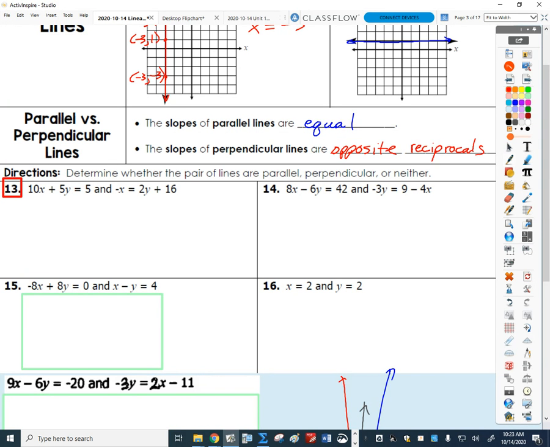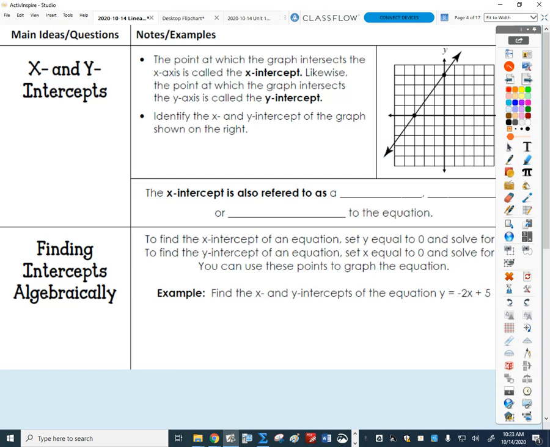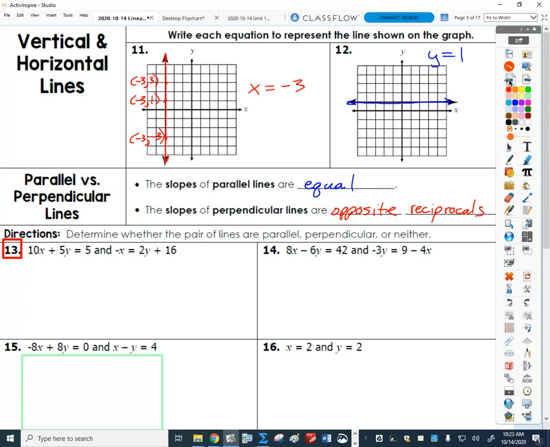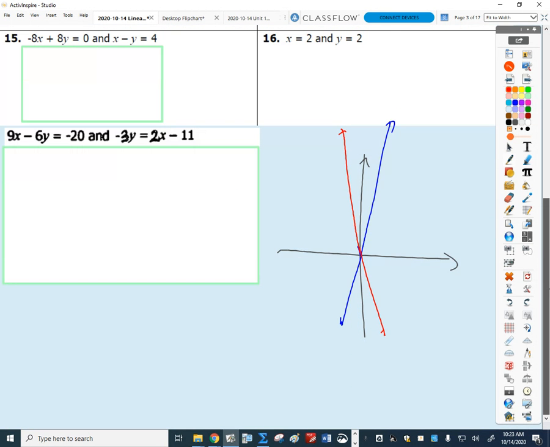Okay, I want to show you something, an interesting relationship. Did I make a page for it? Maybe I didn't. I'll just do it on here. Opposite reciprocals. Let's prove a little relationship here. This is a good one.